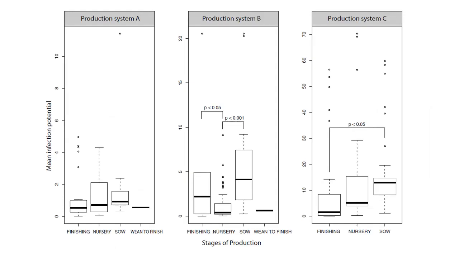So we did this for every farm and summarized it by our production types and by production system. And we did find pretty consistent differences, that farms of a given type have a characteristic way that they move, but it's not consistent across all these systems. So here in system B, for example, the types of farms with the highest mean infection potential are actually the sow farms, followed by the finishers. But then in production C, the finishers don't seem to be as important in terms of their mean infection potential.